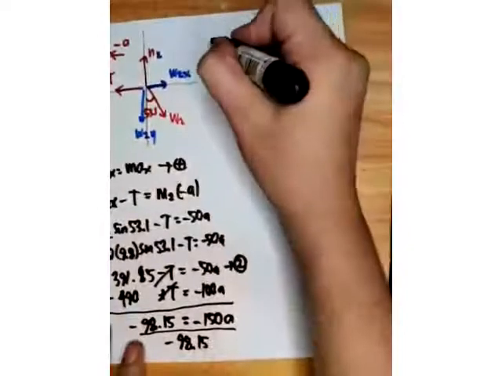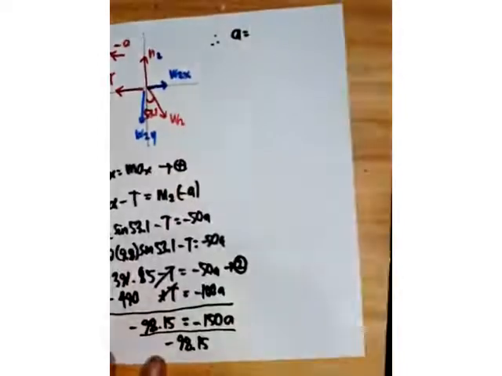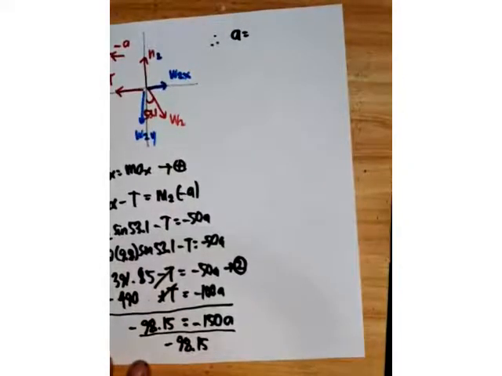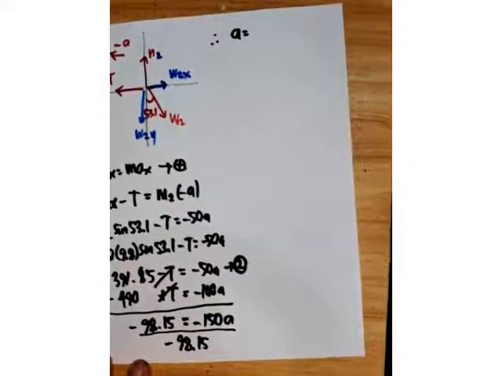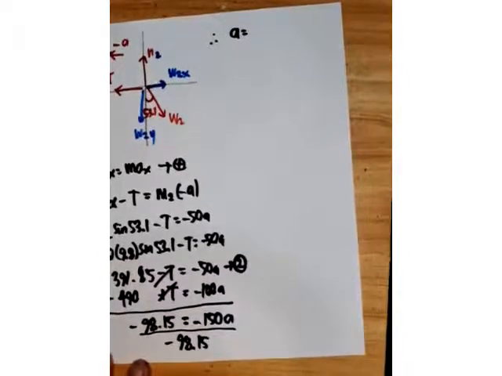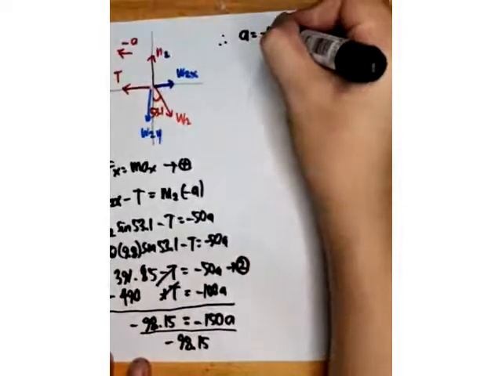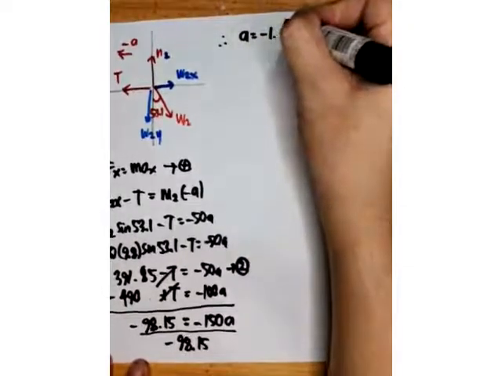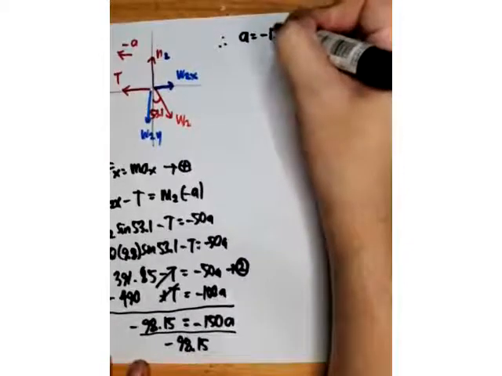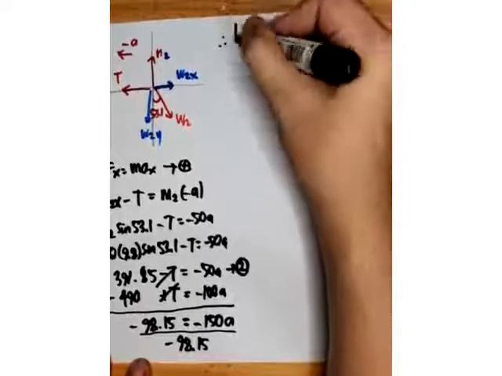So therefore, acceleration is, tama ba ako? Negative 1.53 meters per second squared.